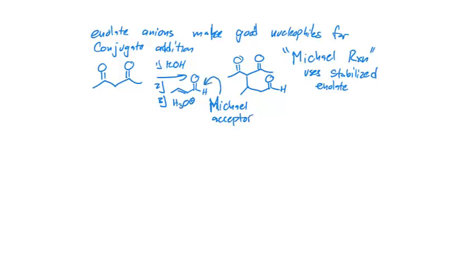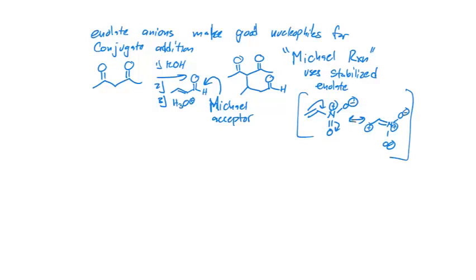A good Michael acceptor is the unsaturated carbonyl species, and we can basically use almost any unsaturated carbonyl species. It could be an aldehyde, it could be a ketone, it could be an ester. I would like to point out one. You can see most of them in the table in your text, but one that we've not really considered until now is a nitro compound on an alkene. And you can see how via resonance we can show that the end carbon of that alkene is positively charged. So we can actually use a sort of vinyl nitro species.